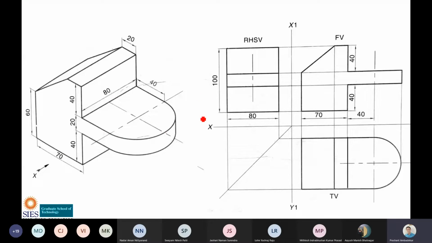So what will I do? Where does it best suit? Either here or here. It suits either. Top view, I think, sir. Okay, it suits best in top view. Okay. Any other answer with justifications?